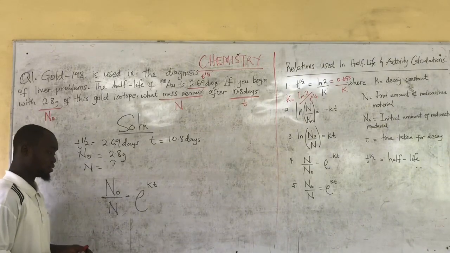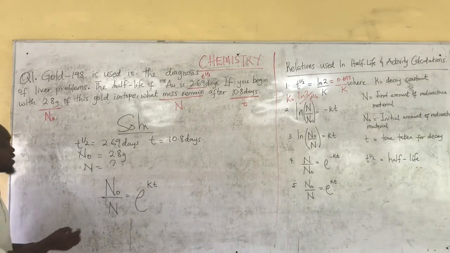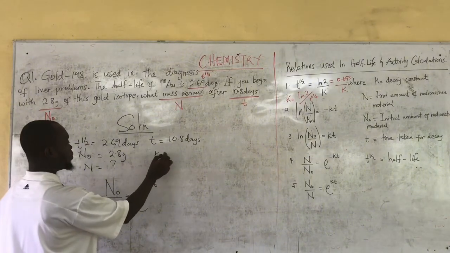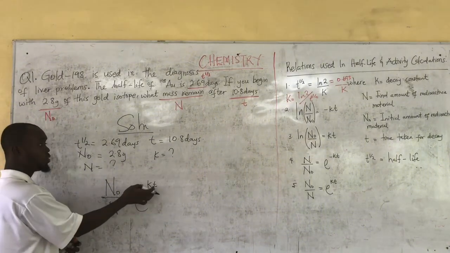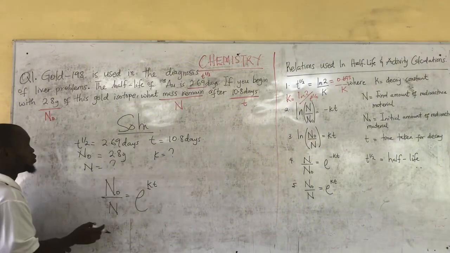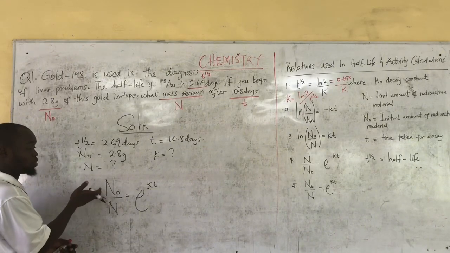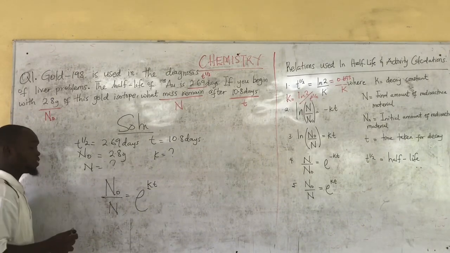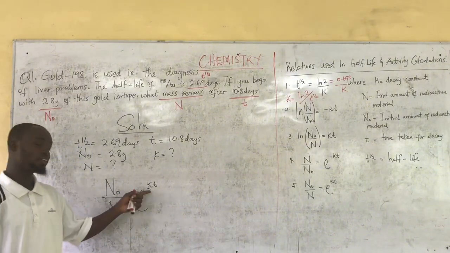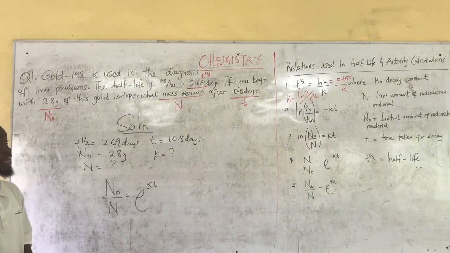Is that okay? Alright. Do we have K? We don't have K here. Do we have T? We have T here. Do we have N? We don't have N. Do we have N naught? We have N naught here. So first of all, we need to calculate for the K. Is that okay? How do we get the K?